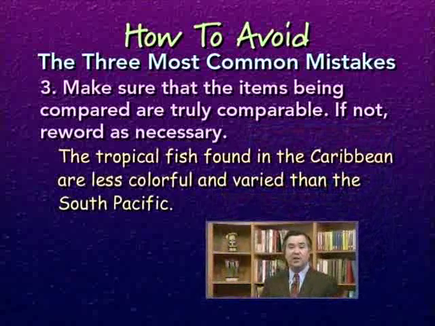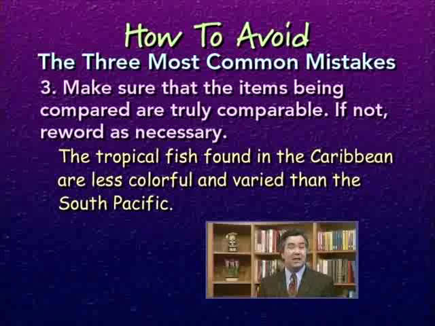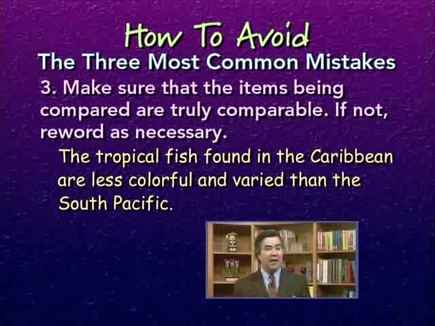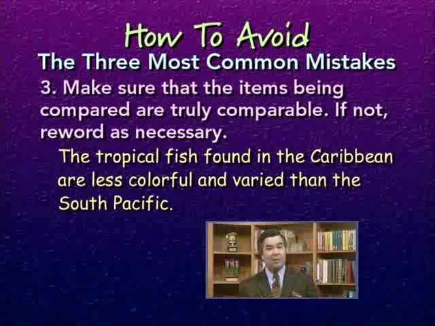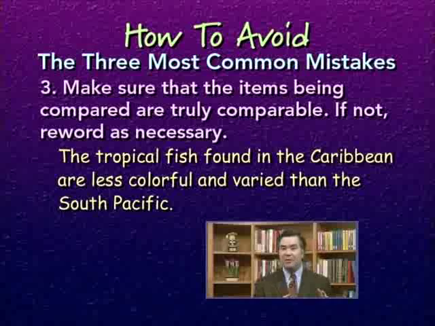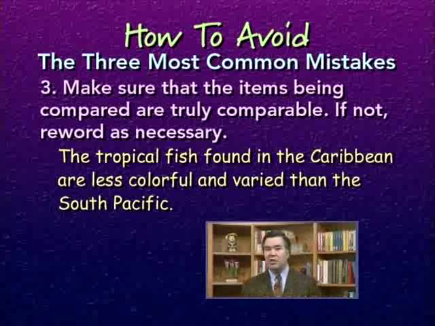The tropical fish found in the Caribbean are less colorful and varied than the South Pacific. All right, the person who's writing this sentence is trying to compare two things, namely the tropical fish in the Caribbean and the tropical fish in the South Pacific. But notice the way the sentence is actually worded seems to be comparing things that can't directly be compared, because he's left out certain words.